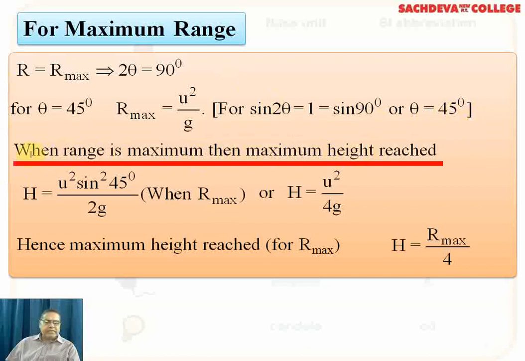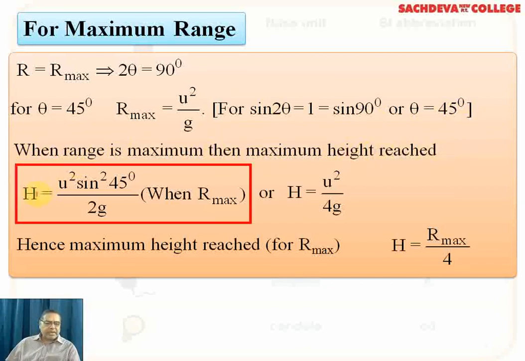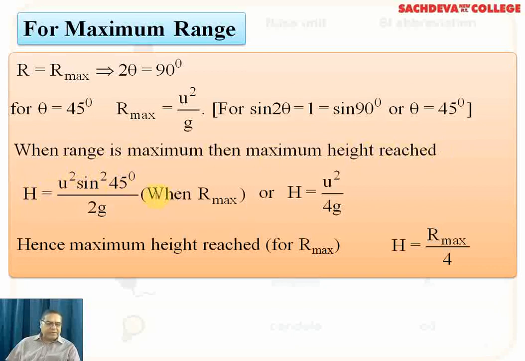When the range is maximum, then the maximum height reached is calculated by the function h is equal to u square sine square 45 over 2g. We know that sine 45 is 1 over root 2. If we take the square of the number, it will become 1 over 2. So u square over 4g. Therefore, the height will be u square over 4g, and therefore the maximum height reached for maximum range is 1/4 of the range maximum. So h is equal to R maximum over 4.